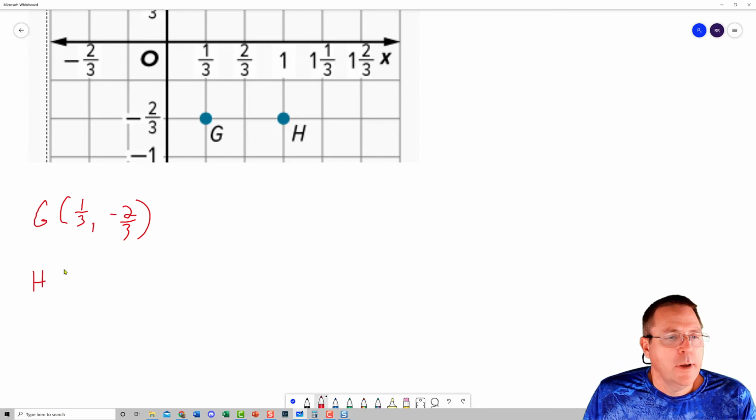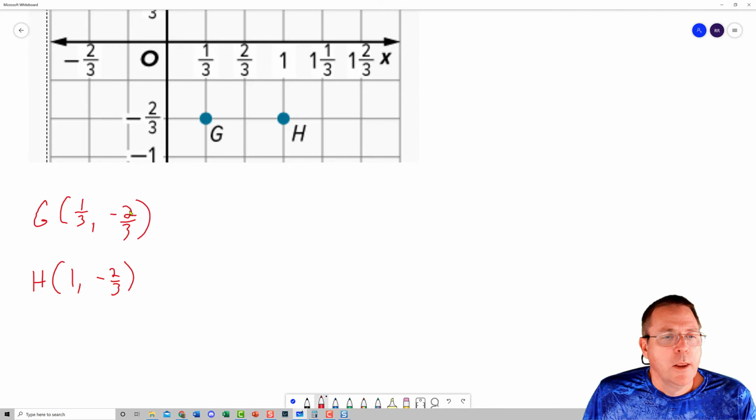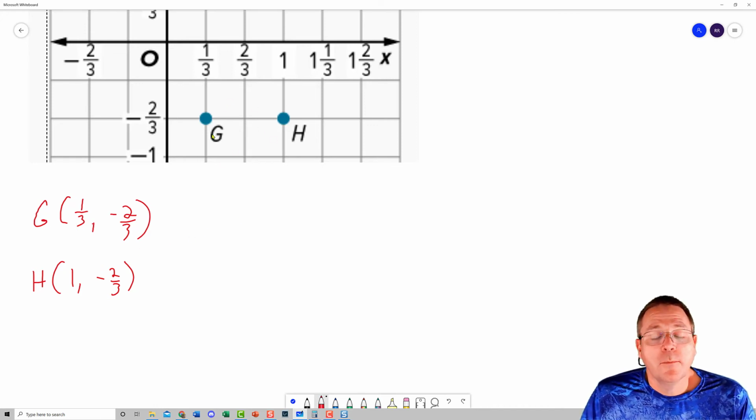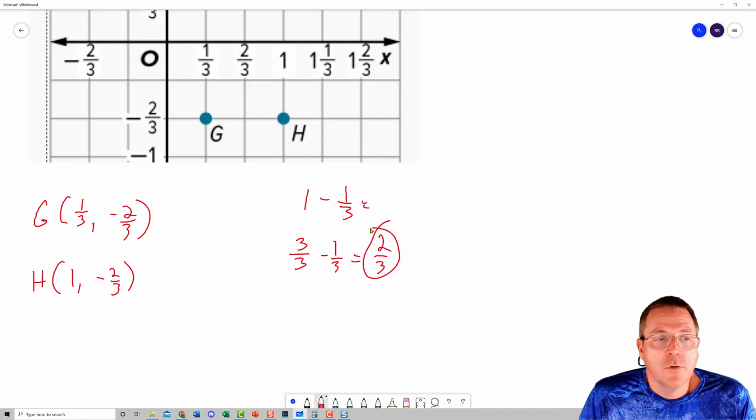And then I have point H. Point H's ordered pair is going to be 1 and negative 2/3. The y values are going to be the same, so the difference between the x values is going to be how far apart they are. I say difference because they are in the same quadrant. Since they're in the same quadrant, 1 minus 1/3, you could change that to be 3/3 minus 1/3, is equal to 2/3, so they're going to be 2/3 of a unit apart.